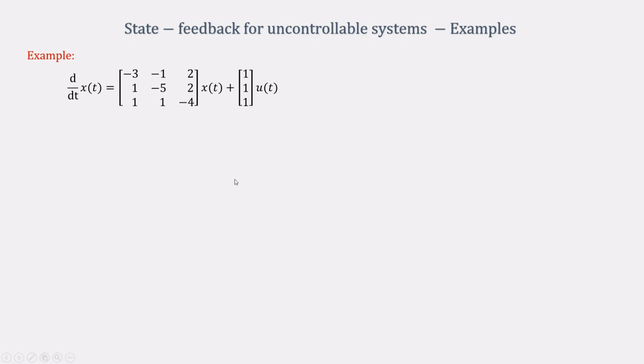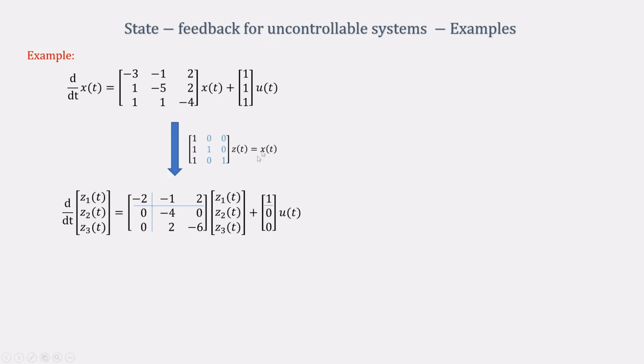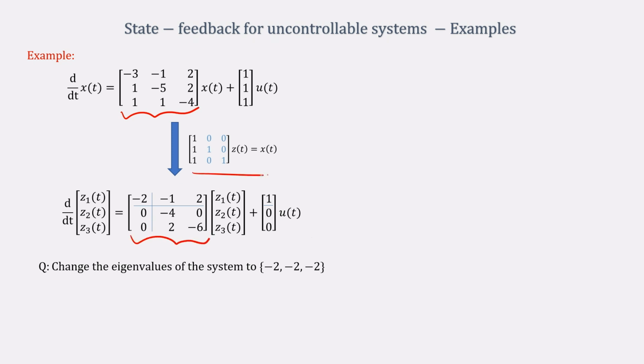So, this was a system that we had taken earlier. For this system, let us try to see what the state feedback will be. First, the transformed system will look something like this. Again, the procedure you already know. Now, suppose I ask the question, change the eigenvalues of the system to -2, -2 and -2. Remember, the eigenvalues of this system and this system are the same because they are related by a similarity transform. So, the eigenvalues of this and this are the same, remember that.